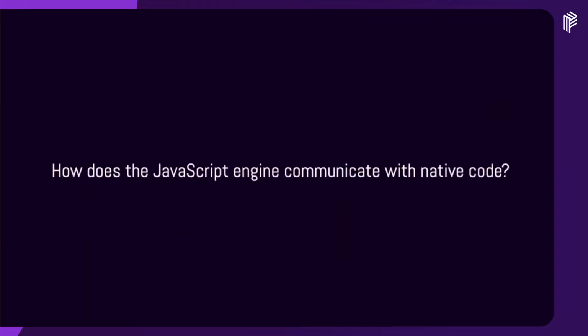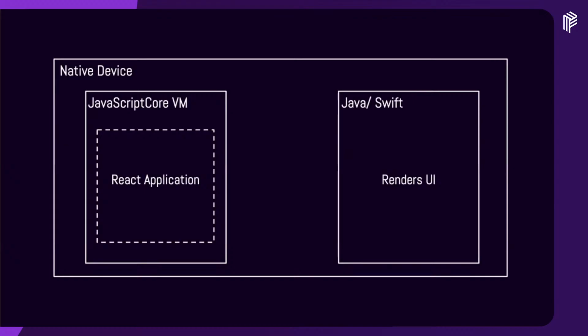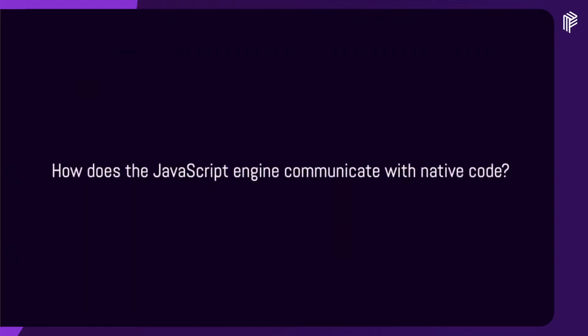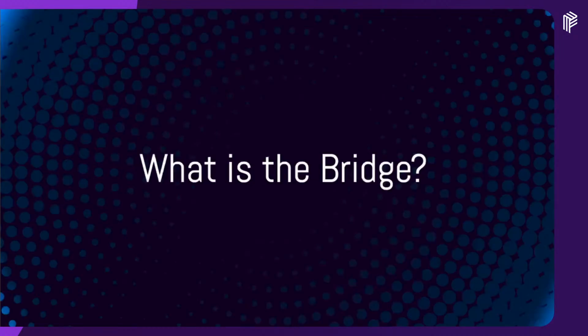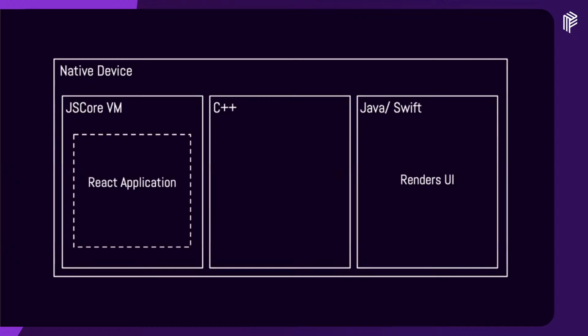So we're kind of missing something in this picture, and it was alluded to in the previous presentation. But how does the JavaScript engine actually communicate with the native layer? I think lots of people will be familiar with the concept of the bridge. But what actually is the bridge?